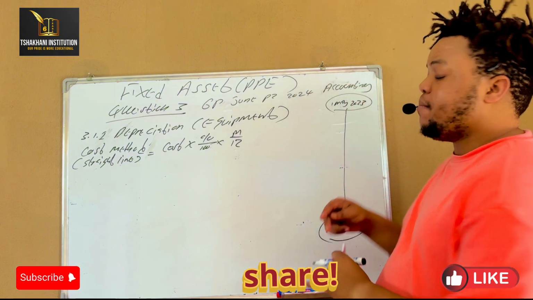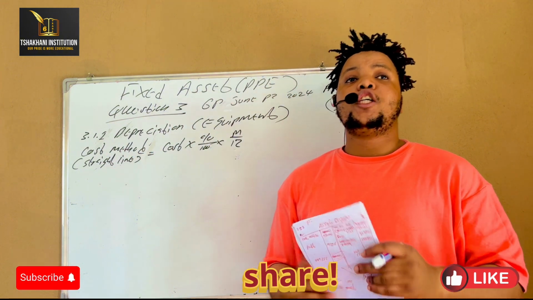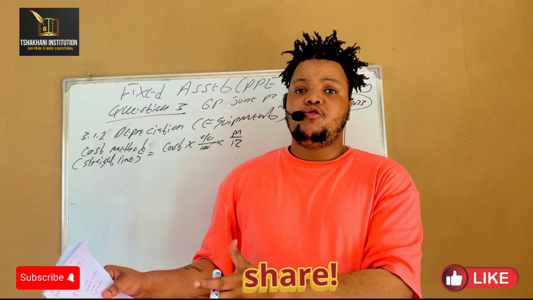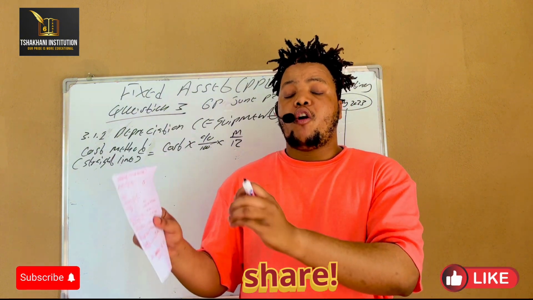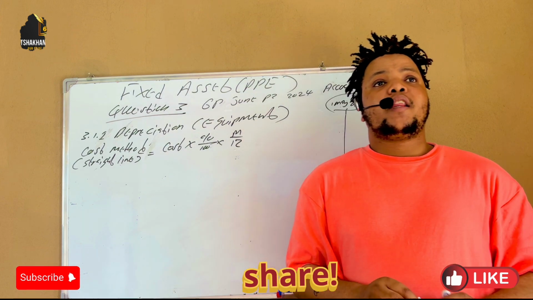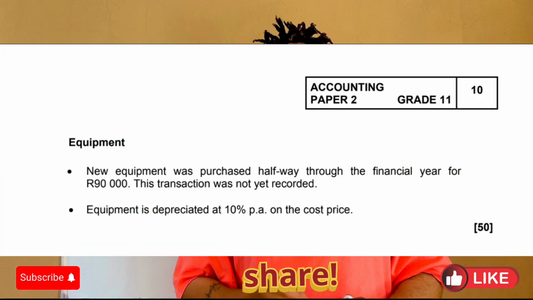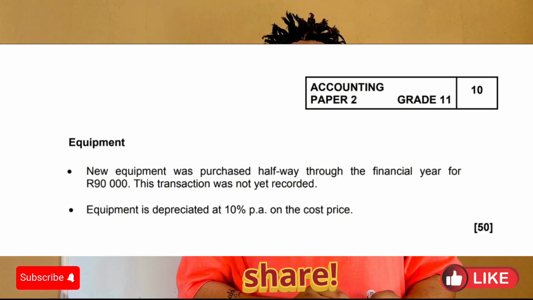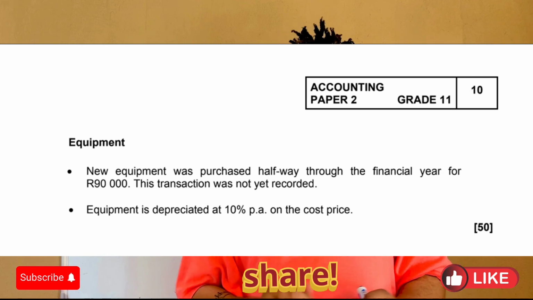We already know our timeline, the beginning and the end. After you have got the method, you need to read the information to find out whether there was a new item bought during the year, an item that was sold during the year, or items that are remaining, which are the old items. So let's go to our screen. According to the information, a new equipment was purchased halfway through the financial year for 90,000. This transaction was not yet recorded.